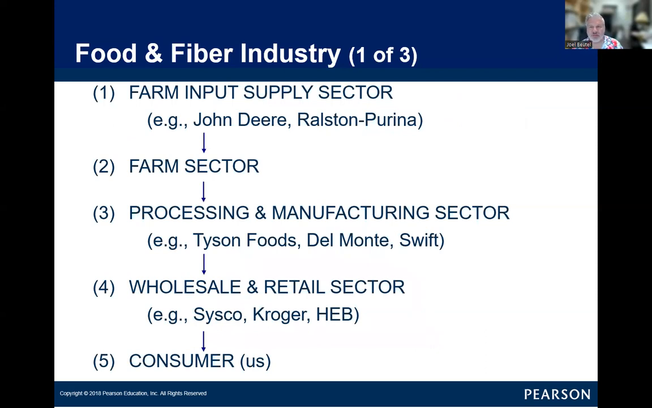So from the food and fiber industry, we have the farm input supply sector. When we're looking at that, we think about companies like John Deere or Ralston Purina. These are the companies that supply the inputs. We can also think about our seed producers and our chemical manufacturers, so we can think about Dow Chemical and some of those other spaces, ADM, Archer Daniels Midland.